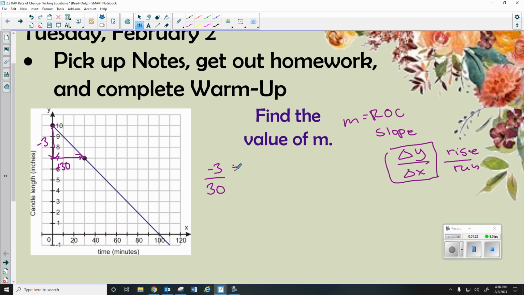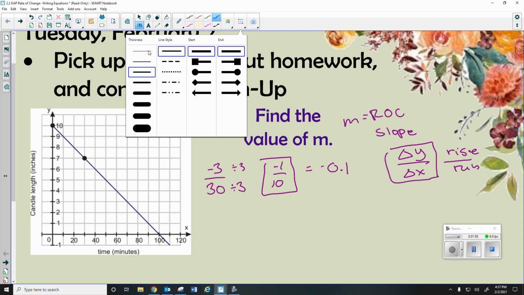I can divide both of those by 3. So be careful here. Negative divided by a positive, signs are different. So negative wins. That's going to be a -1 on top and a 10 on the bottom. That is my M. Or you could have also said -0.1. My preferred method, again, this is just me personally. It's not right, it's not wrong. Or sorry, it is right, but it's not wrong if I do it this way.